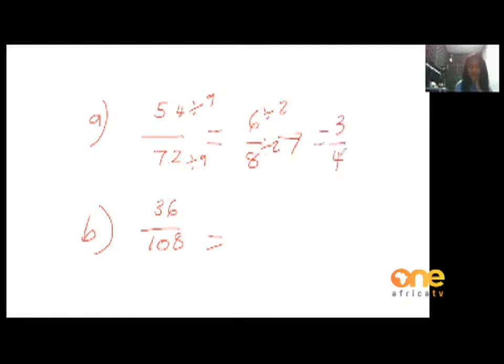Do you all get the same answer as 3 over 4? Anybody else does not get 3 over 4? Okay, so our answer should then be 3 over 4. Now let's do 36 over 108. What do I need to divide 36 and 108 by to get my answer?